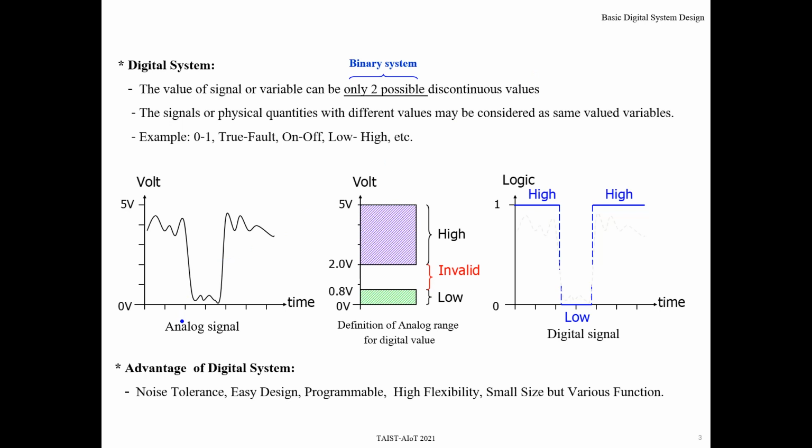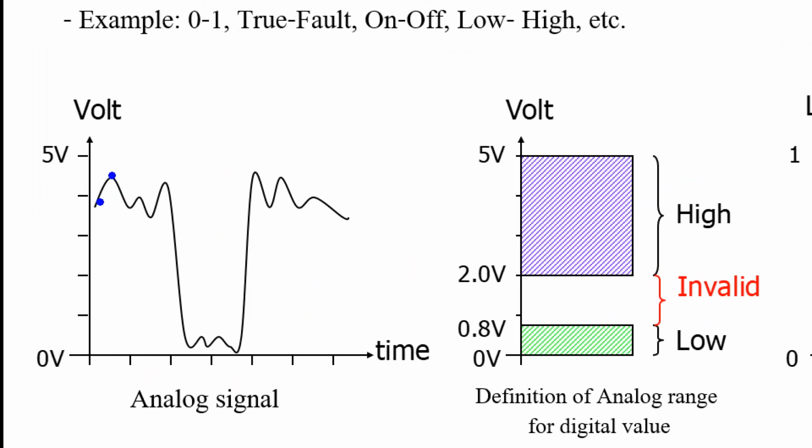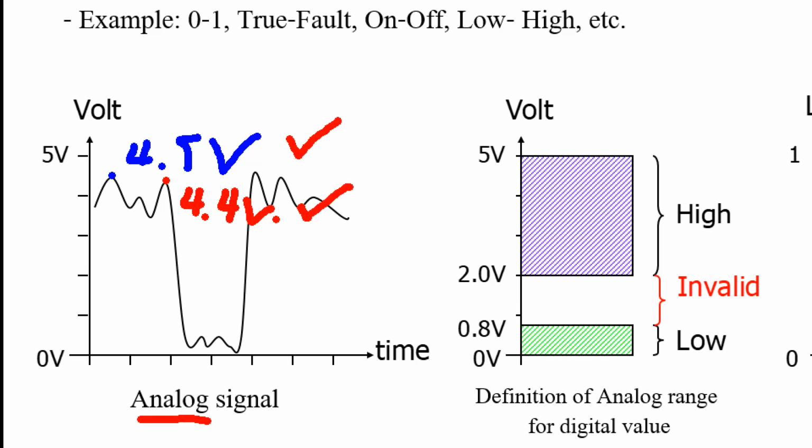For example, let's consider this one. For example, this point maybe 4.5 volt. This point may be 4.4 volt. For example, in an analog circuit, 4.5 and 4.4 are different, but in digital it's the same. It's high, right? Logic high.